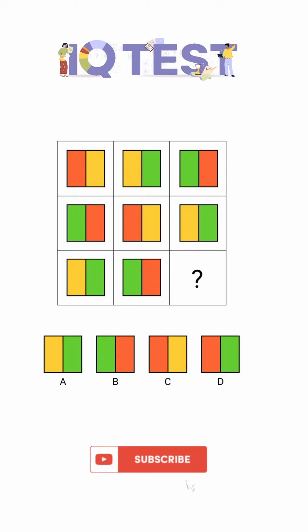Right, so I'm also getting C. So if you look at it diagonally, from left to right, you can see that the orange color is on the left. So the options that have the orange color at the left, C and D, are our possible options, right? But if you look at it, it is the same pattern, orange and yellow, orange and yellow. So the last one will be orange and yellow. So the answer is C.